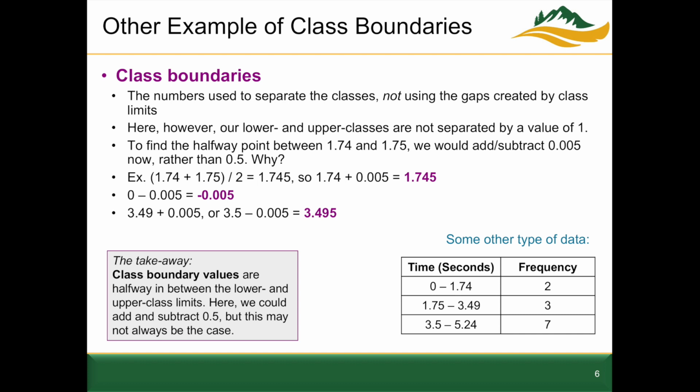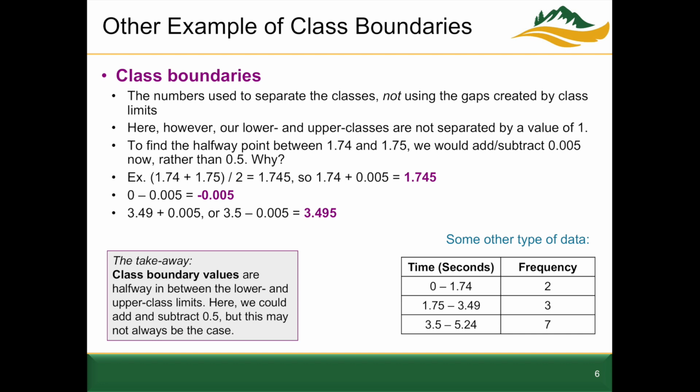Instead, to find the actual class boundary values, which are defined as the halfway point between a lower class limit and an upper class limit, here instead of adding and subtracting 0.5, we need to add and subtract 0.005. We figure that out by averaging 1.74 and 1.75 to find the midpoint. To get that midpoint, we can see that we would need to add 0.005 to 1.74. The next example we can look at is starting at 0 for that lower class limit. To get the class boundary associated there, we would now subtract 0.005. Okay, so it's really the midpoint between the upper and lower class limits.